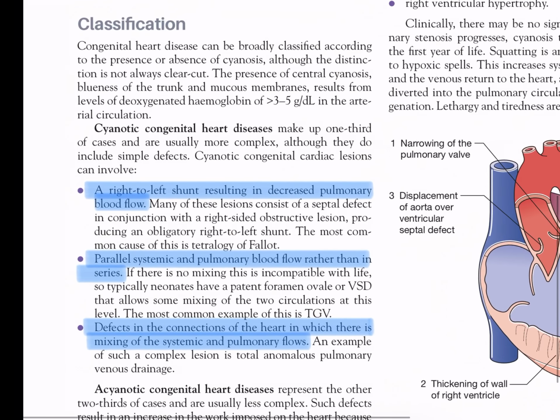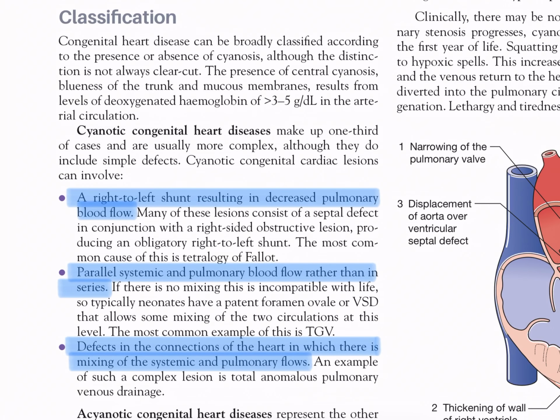Classification. Congenital heart disease can be broadly classified according to the presence or absence of cyanosis. Although the distinction is not always clear-cut, the presence of central cyanosis, blueness of the trunk and mucous membranes, results from levels of deoxygenated hemoglobin of more than 3 to 5 grams per deciliter in the arterial circulation.